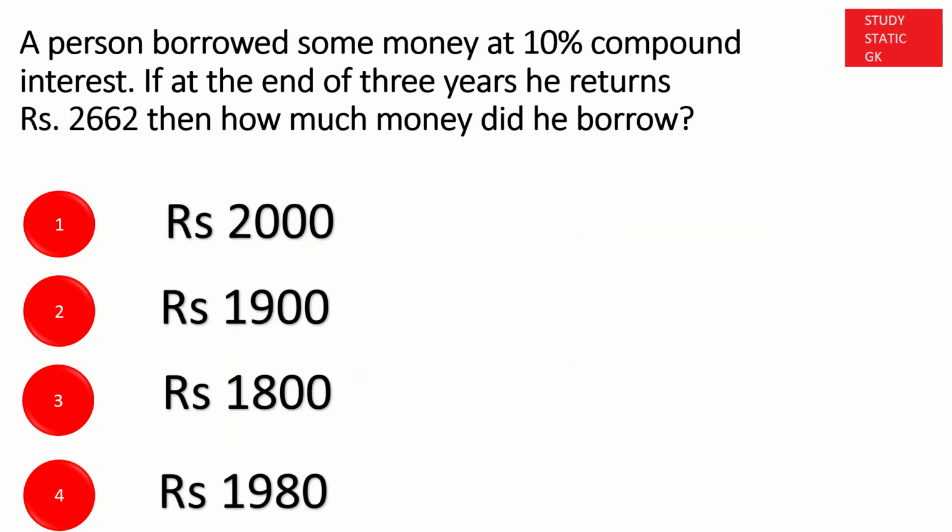Right, next question. A person borrowed some money at 10% compound interest. If at the end of 3 years he returns 2662, then how much money did he borrow?